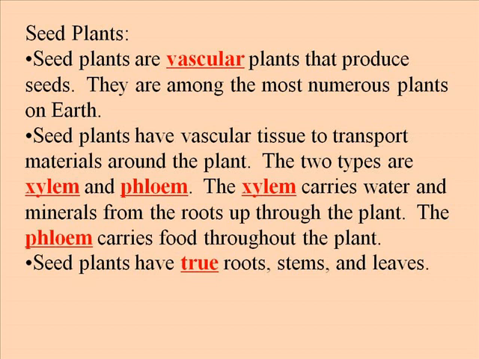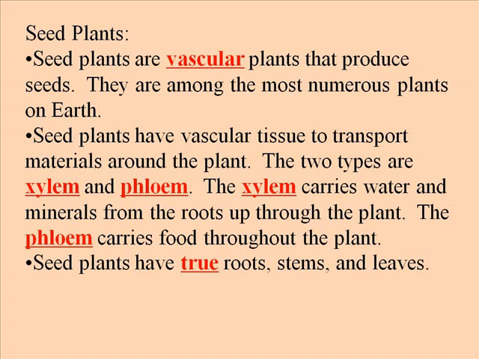Our seed plants, which we're going to focus on this note taker, are any type of plant that actually grows from a seed. Now with our seed plants, they are all vascular. Vascular means that they have a transport system inside to move water and food around the plant. The two types of vascular tissue in seed plants are the xylem and the phloem.